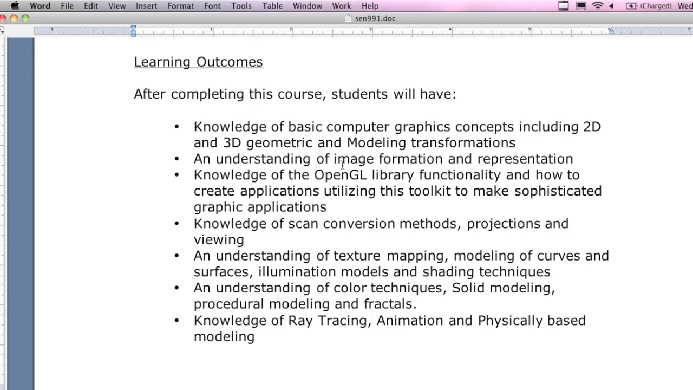Understanding the formation and representation of images. This is what we're going to hit next week, actually. We're going to hit both of these two next week. And knowledge of OpenGL, okay, not so much knowledge. We'll use web.